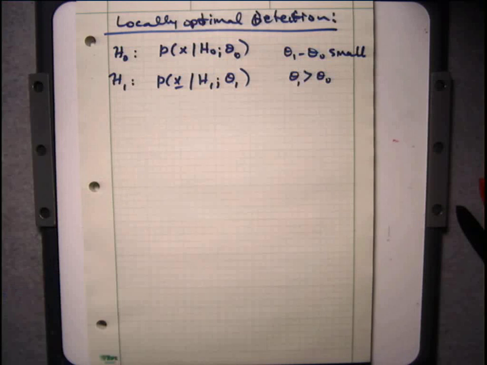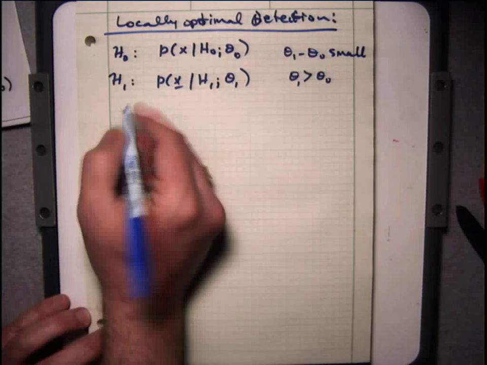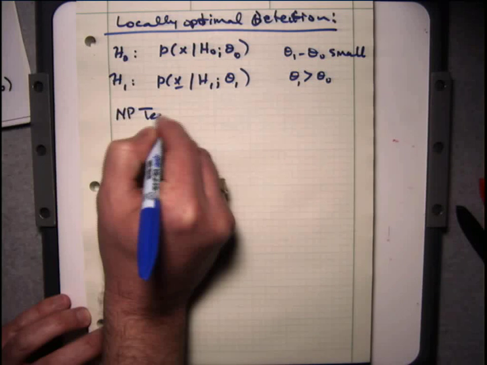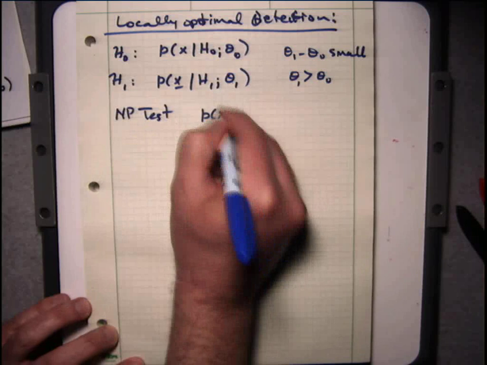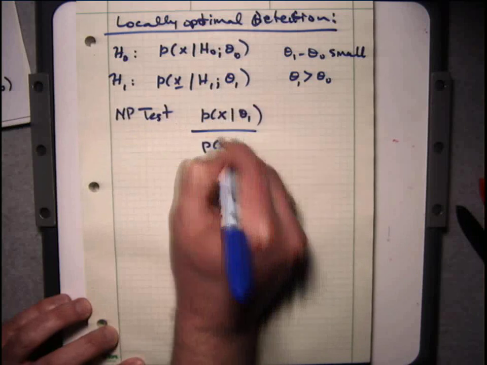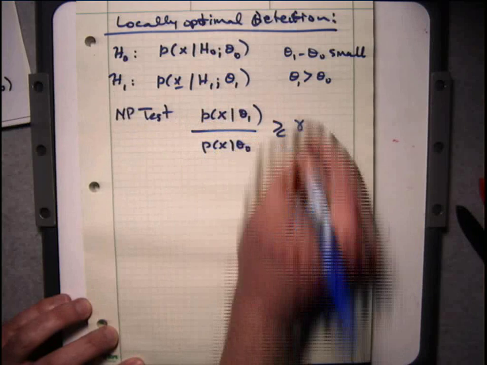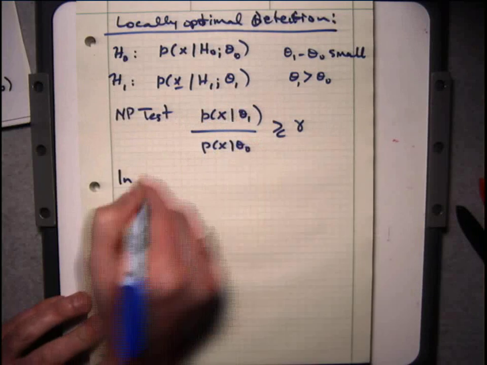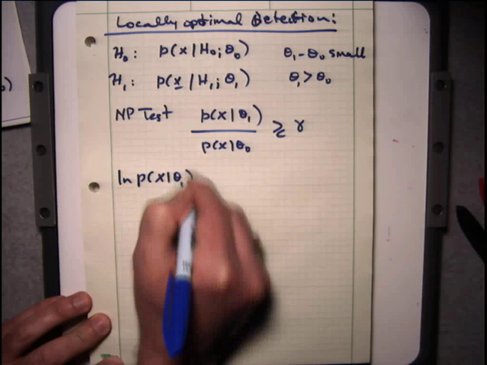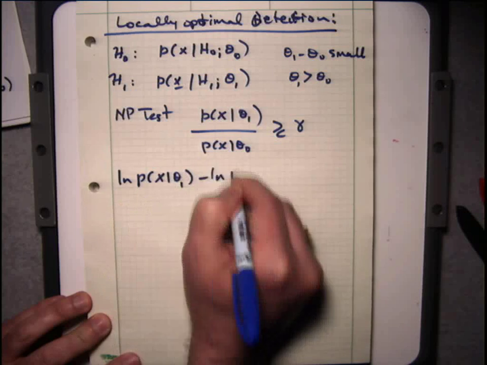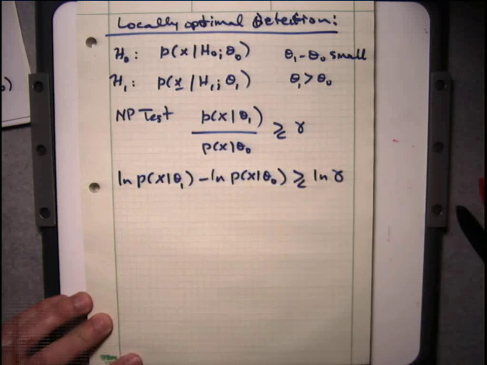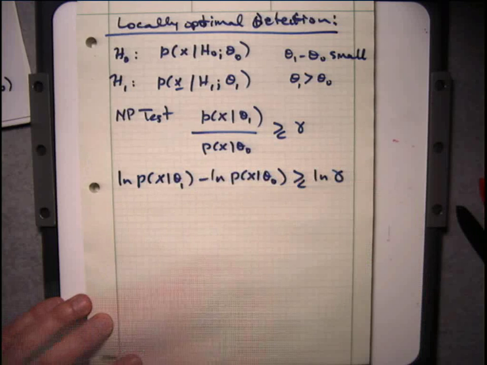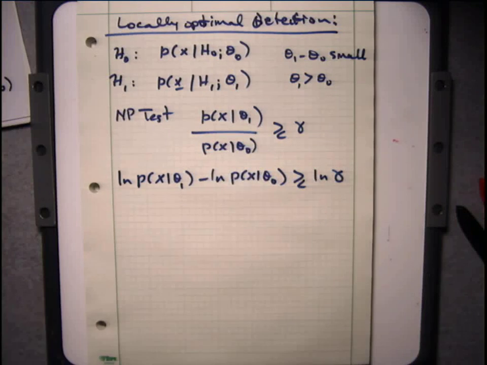So if we look at the Neyman-Pearson test now, this is a likelihood ratio test. What we have is the PDF of X given theta 1 over the PDF of X given theta 0, compared to a threshold. We can take the log of both sides of this. Log PDF of X given theta 1 minus log PDF of X given theta 0 is compared to the log of gamma.